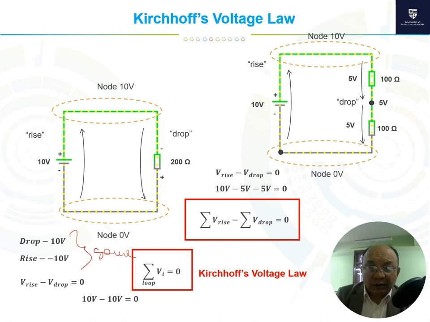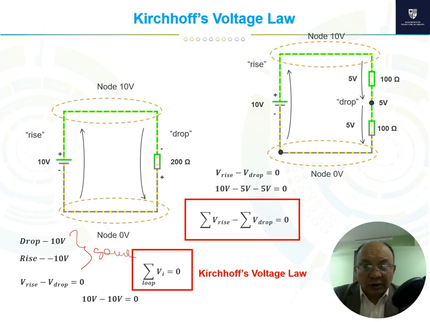We can start from this part, you can see drops, 5 volts, 5 volts, and then we have plus 10 volts equals zero. Or you can start from this 5, 5, and plus 10, and it will also give us the truth of the Kirchhoff voltage law. The sum of the voltages in the loop equals zero. This is Kirchhoff voltage law.